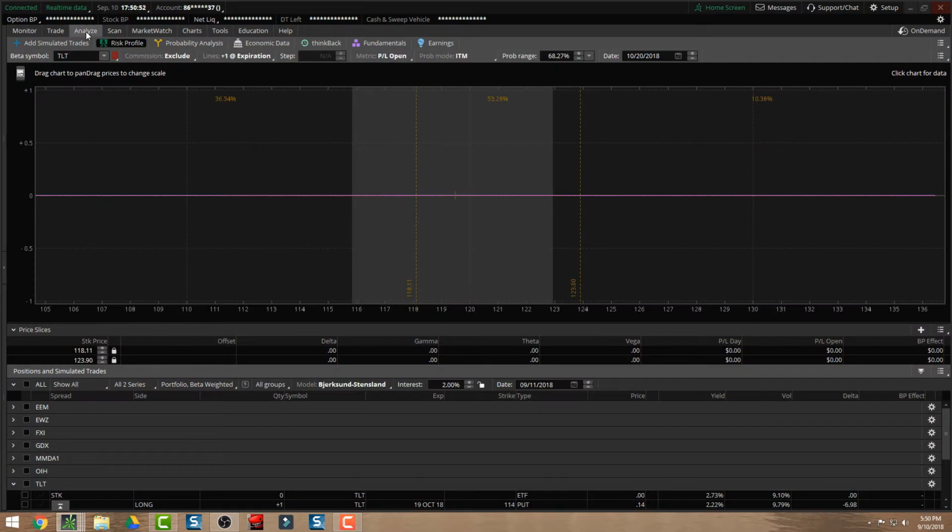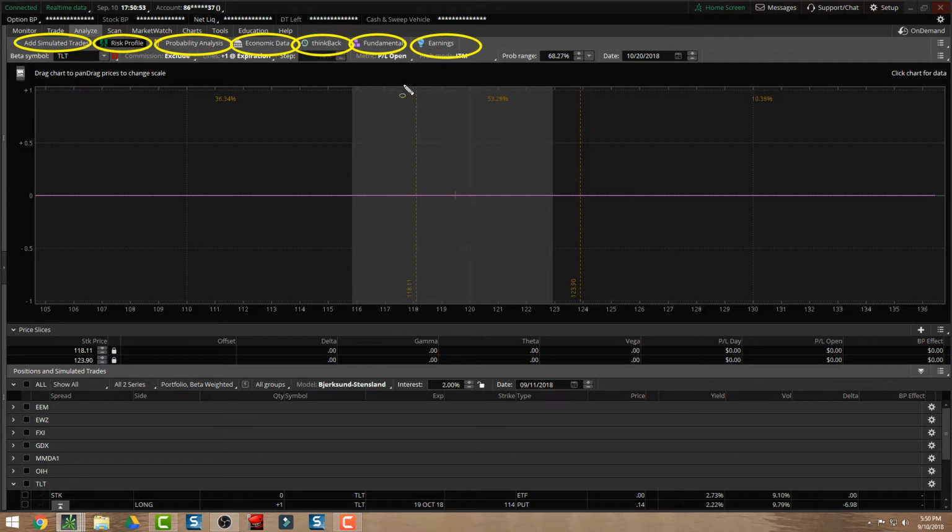Now, when we first come into the Analyze tab, you can see along the top here we have different sub-menus that we can click that are going to give us different ways that we can analyze this trade. So we have the Add Simulated Trades here. We have the Risk Profile, which is the tab that we're currently looking at right now. We have the Probability Analysis, Economic Data, Think Back, Fundamentals and Earnings.